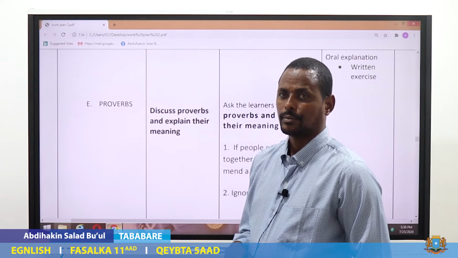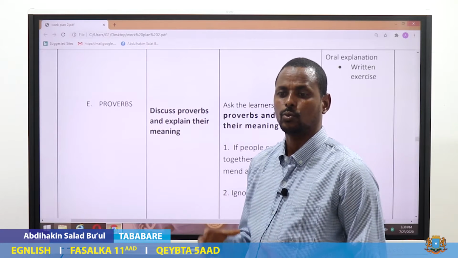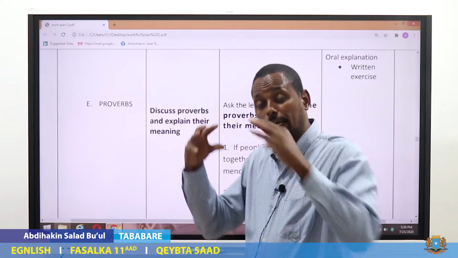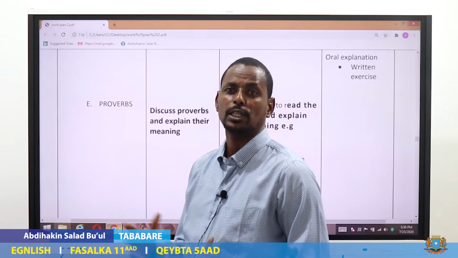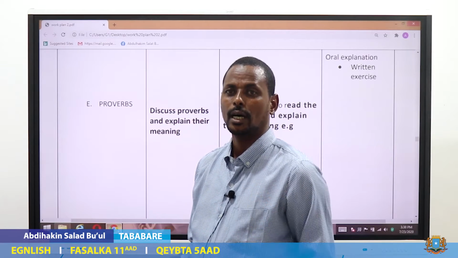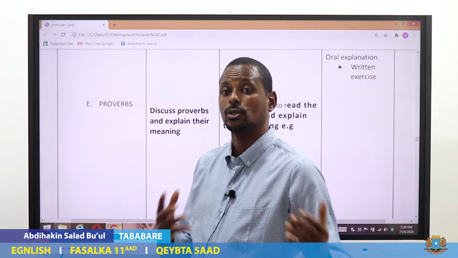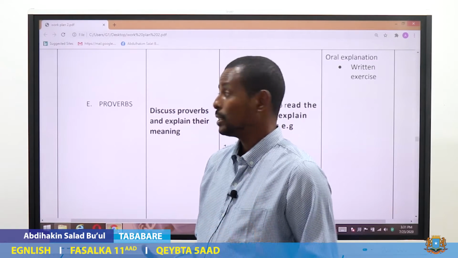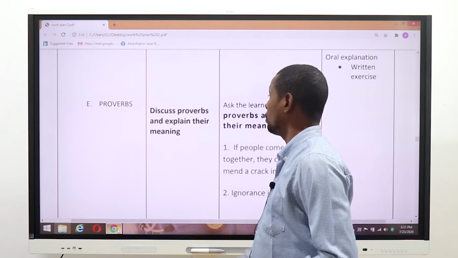unity is strength. That what two people can do, or when two people bring their heads together, what they can produce is far much better than the idea produced by one person, however talented or knowledgeable that person is. Two heads are better than one. Now, discuss proverbs and explain their meaning. These will be our objectives.